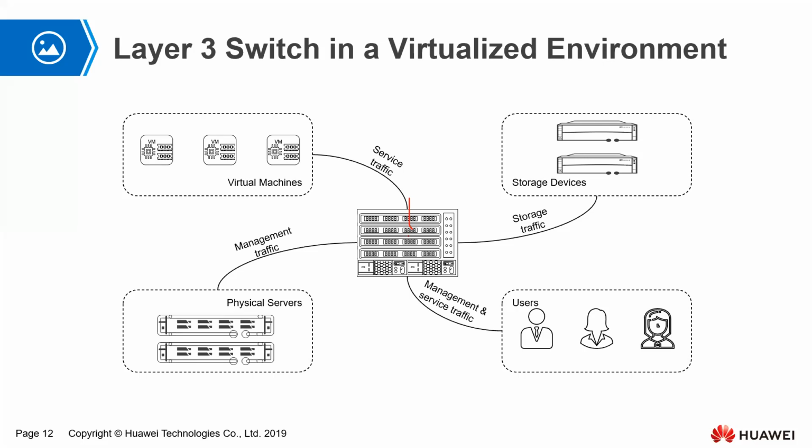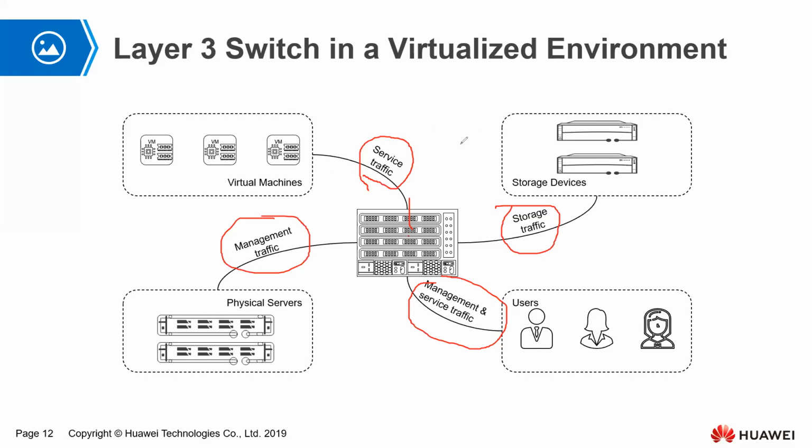So what happens is we usually divide the network traffic. Sometimes we can choose to have service traffic. We can also choose to have storage traffic, management traffic, and service traffic. And we can have different devices that are connected to our network.